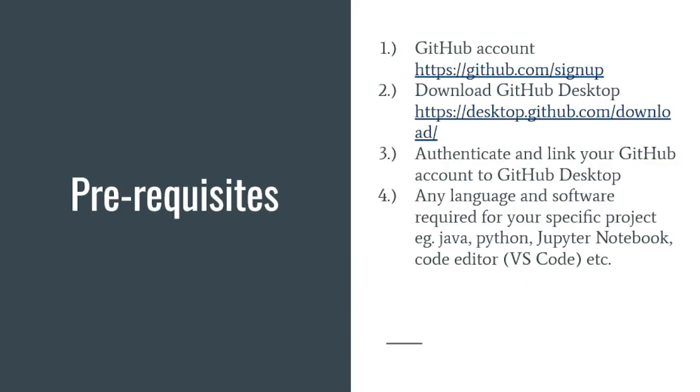So for prerequisites, you need a GitHub account, and you can do that by signing up. And then you need to download GitHub Desktop. Once you've done those two, you'll need to authenticate and link the GitHub account to your GitHub Desktop. And also any programming language and software required for the specific project that you want to work on, such as Java, Python, Jupyter Notebook, a code editor, etc.